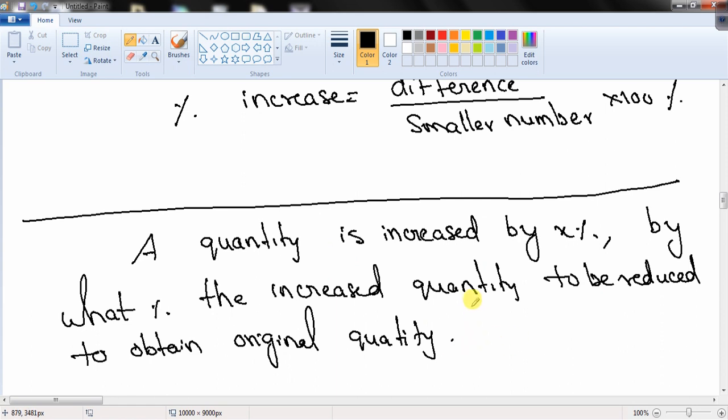Since it is a percentage, it should now be reduced. So which is the percentage decrease? Percentage decrease is given by X upon the larger number, which is 100 plus X, into 100%.